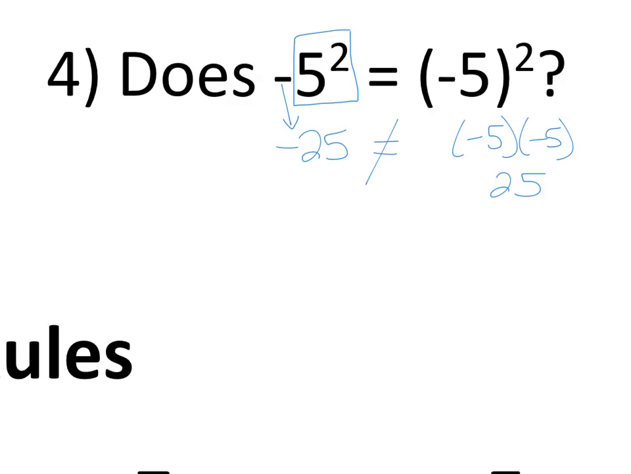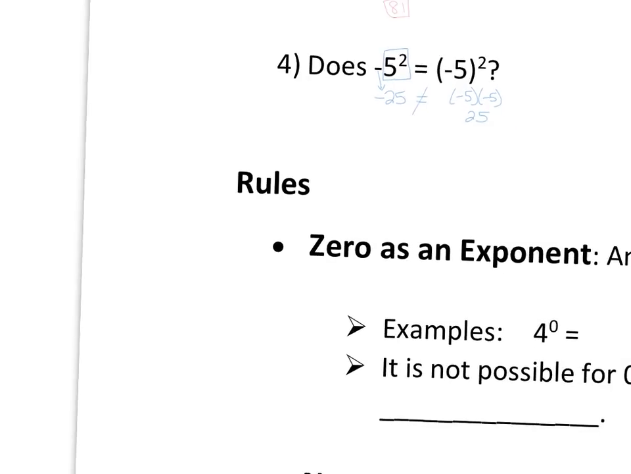So there is a huge difference. When we have parentheses, it means go ahead and multiply that number twice, versus when we don't, which is just saying square that base, square that 5. So 5 squared is 25, and then drop in that negative. And again, we'll look at that again in just a second.